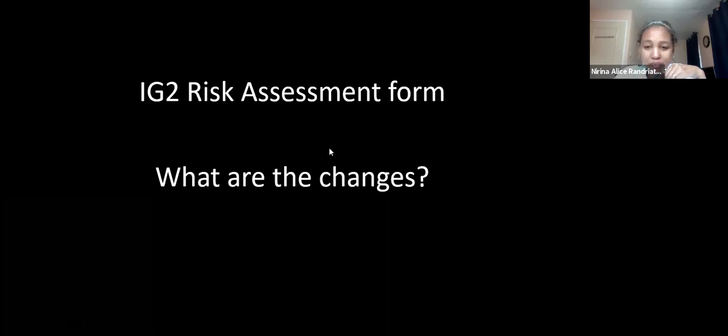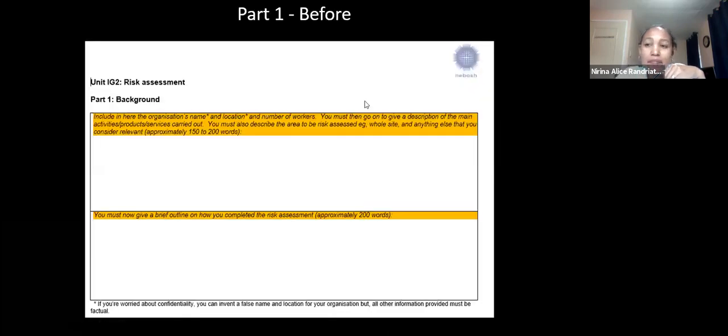So let's start with part one. This is the old one. What do we have under part one? Like I said, it is divided into two. Background, you talk about your company. What's the name of the organization, location, how many workers, and then describe the product, the services, the activities, and also describe the area that you will assess and any other relevant information.